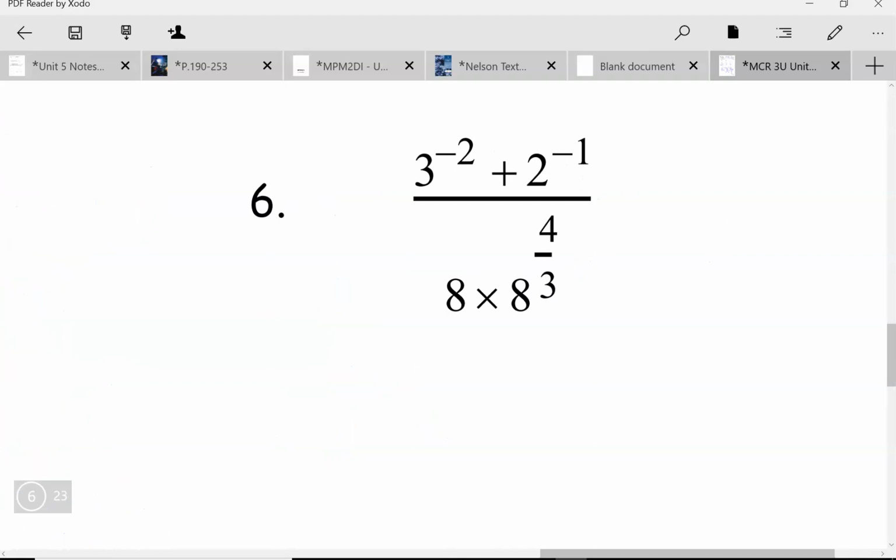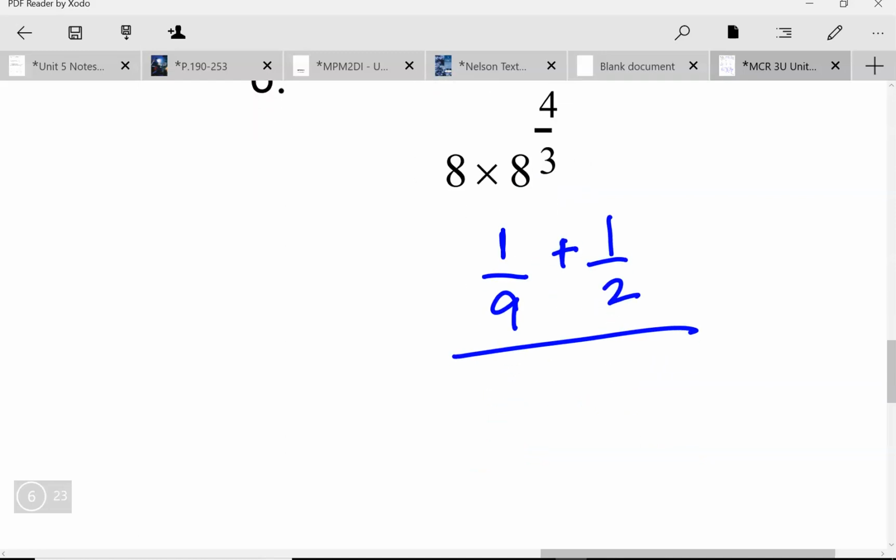Let's take a look at this question. Again, I have a plus sign here, so I can't really move things between numerator and denominator. I have to work with the fractions. So 1 over 3 to the power of negative 2 is 1 over 3 squared, which is 1 over 9, plus 1 over 2, divided by 8 to the power of 1 plus 4 over 3, because I'm using the multiplication rule. I add the exponents here.